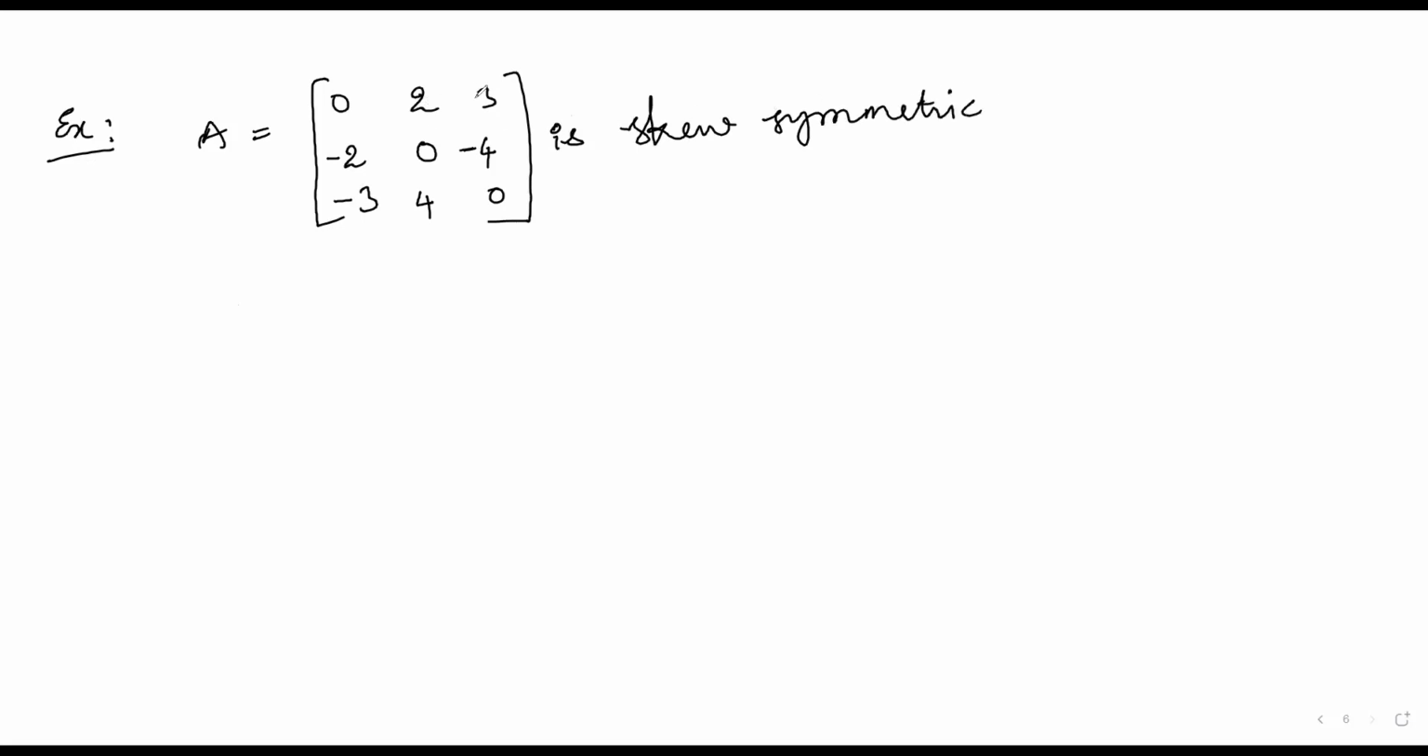Simple thing is that the 2, 3, minus 4 we have taken. 2, then this is minus 2. This is 3, then minus 3. This is minus 4, this is minus half, minus 4. Skew symmetric matrix always.